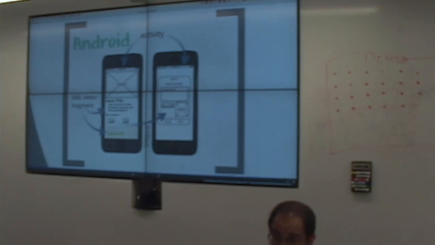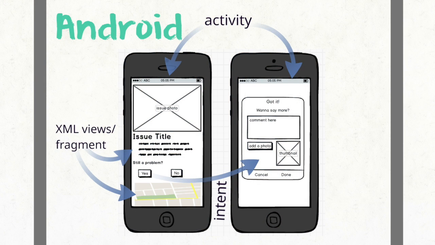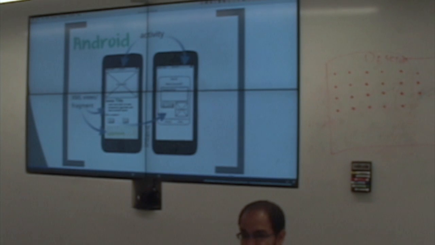And the views aren't HTML templating or anything. They're XML views and fragments, which are the reusable widgets. A fragment is like a reusable widget that you can embed in larger views. So that's the language that you want to think about for Android.